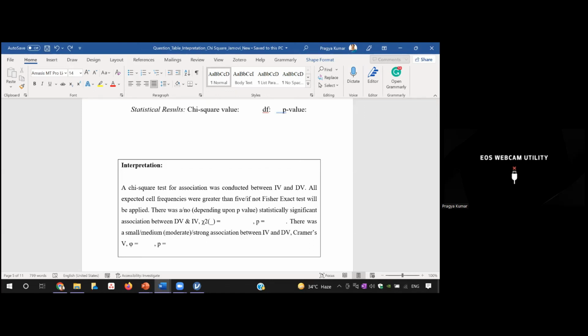That's odds ratio. Whereas phi and Cramer's V is more like the Pearson's correlation, which tells you the effect size, because odds ratio doesn't tell you the effect size.